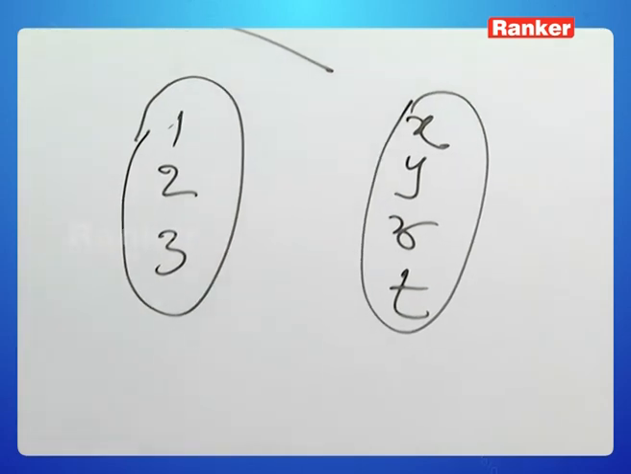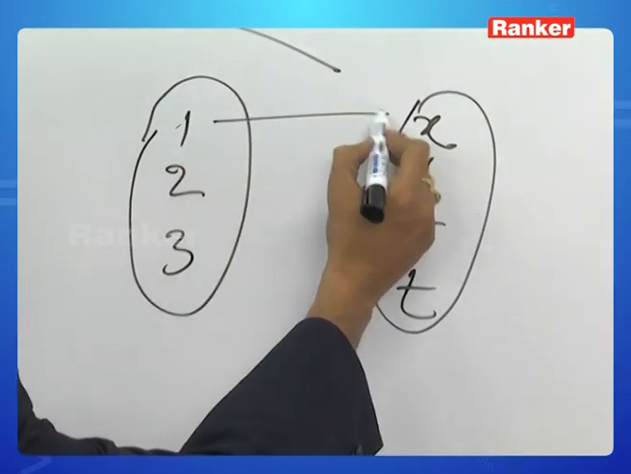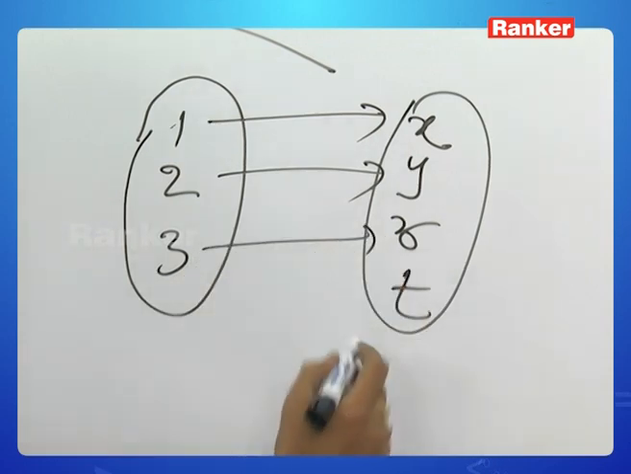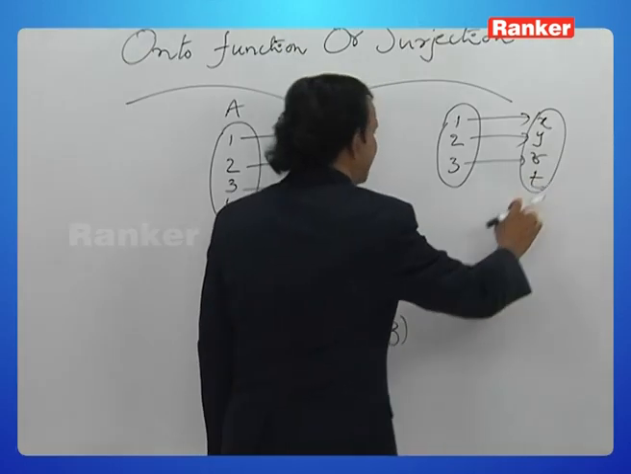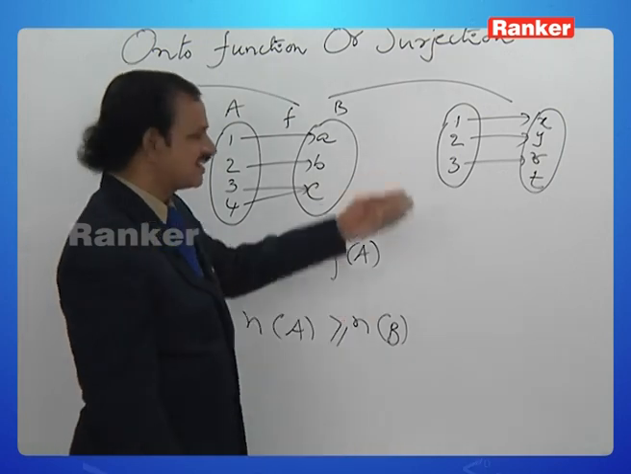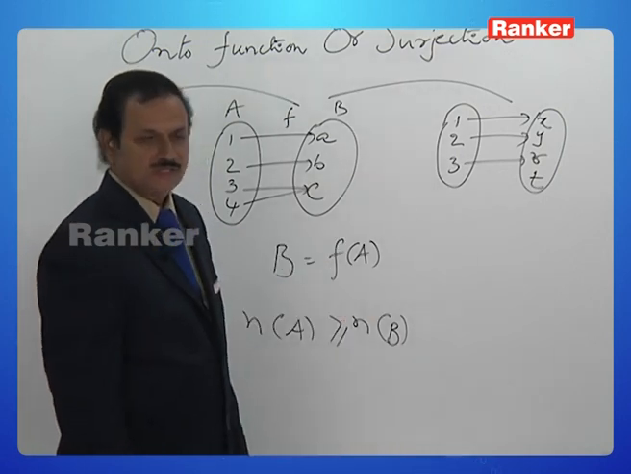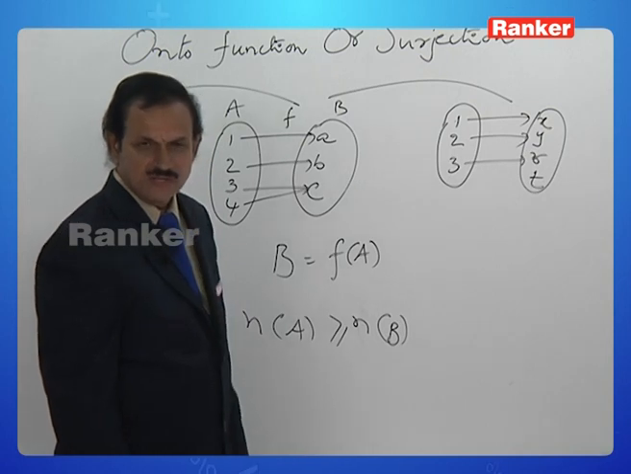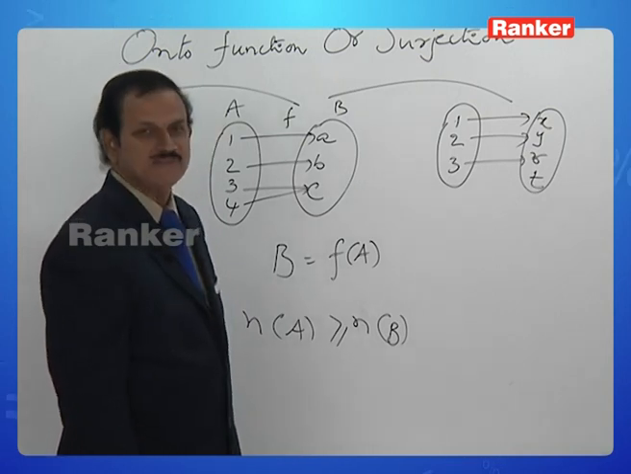Try to define an onto function here. 1 goes to x, 2 goes to y, 3 goes to z. This element is kept vacant here. It is not an onto function. It is not the character of an onto function. If at all it is an onto function, the codomain must coincide with the range.